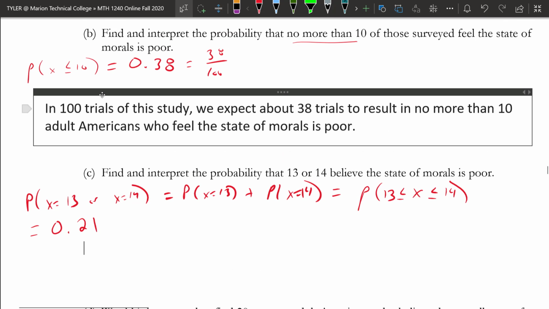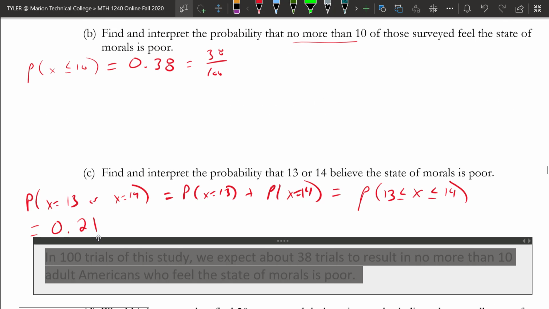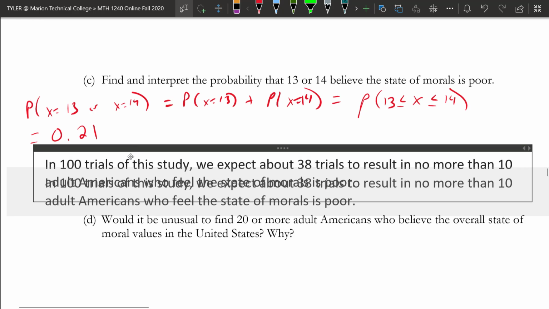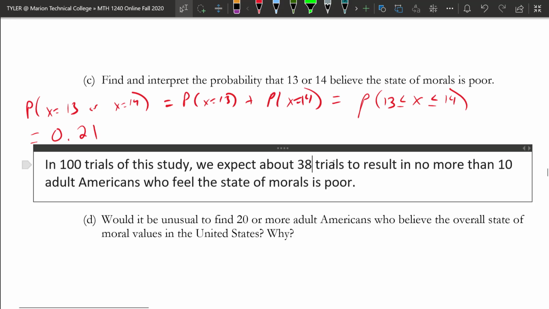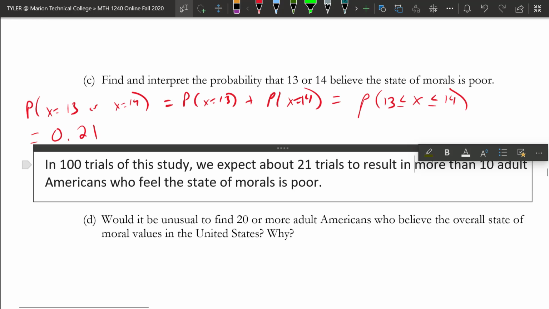So then I'll just drag this sentence down here again. We need to change a few things. So in 100 trials, we would expect about 21 trials to result in, we just need to change this to 13 or 14.